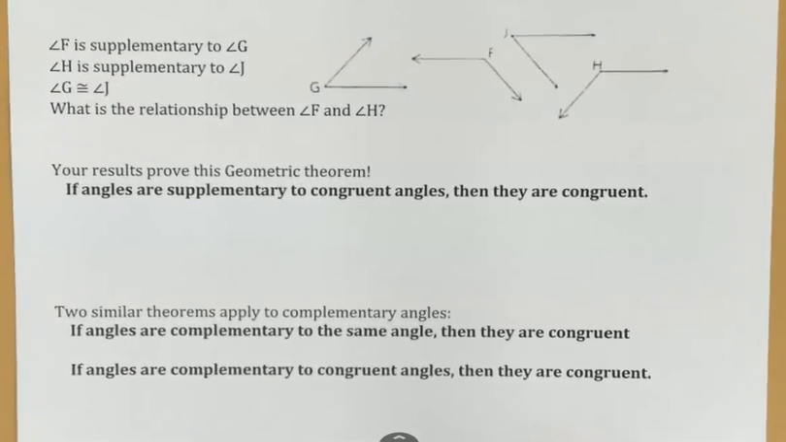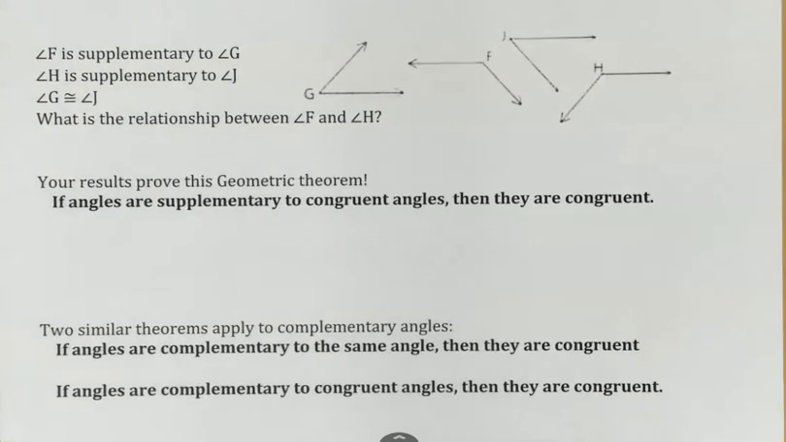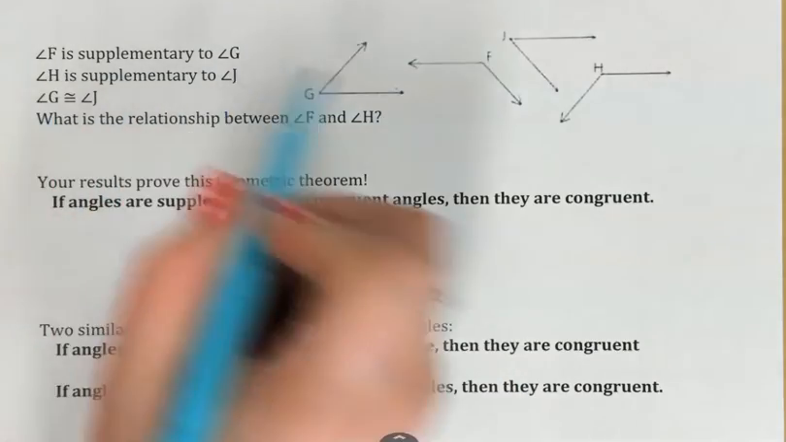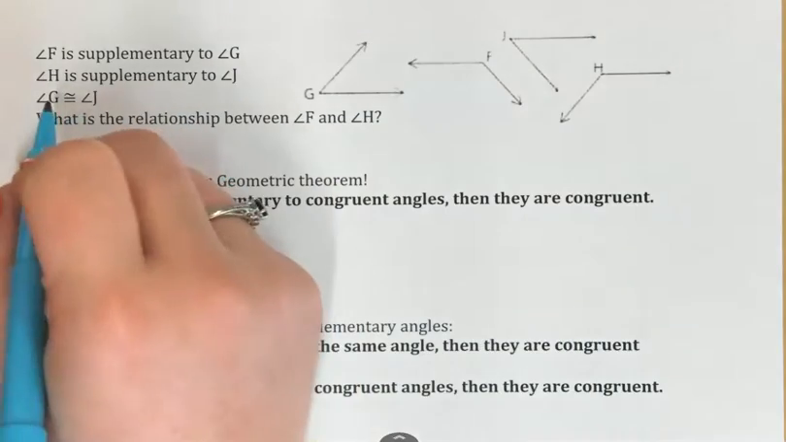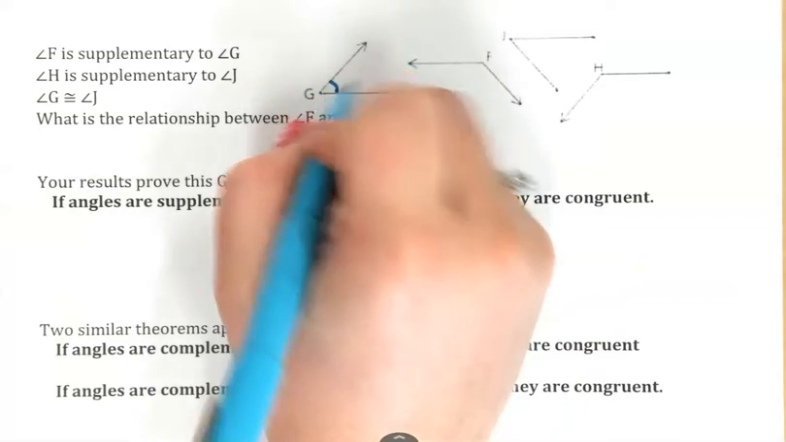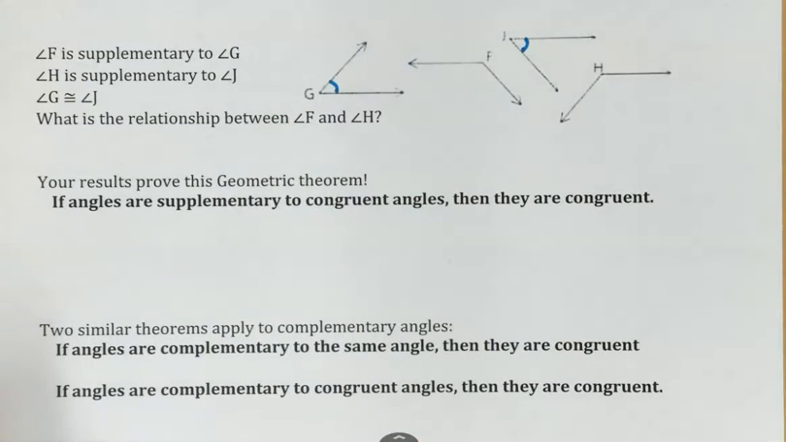Let's look at a second scenario. Here I have these 4 angles. Angle F is supplementary to angle G. Again, that means that they add to 180. Angle H is supplementary to angle J, and angle G is congruent to angle J. What is the relationship between angle F and angle H?